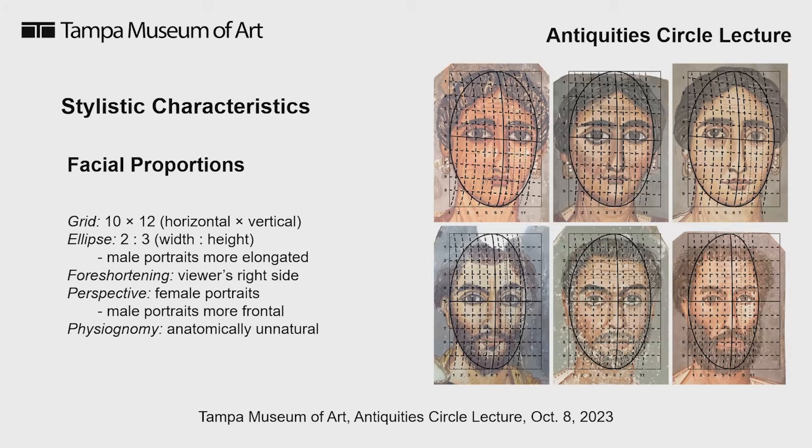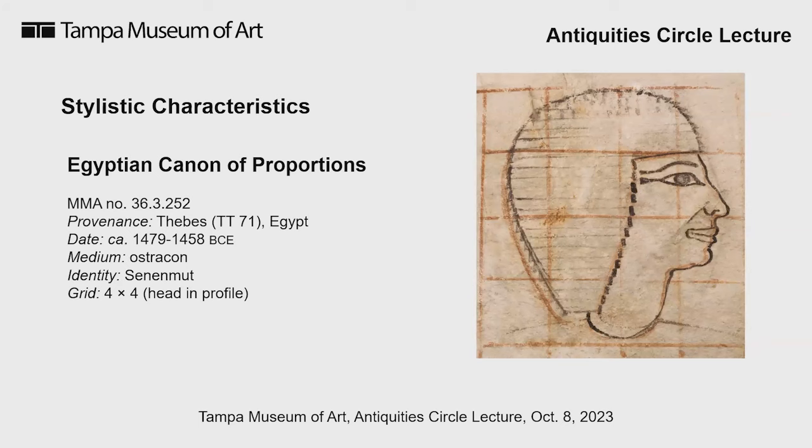Once you compare this grid with an average human grid, you realize these proportions are not natural either. So where are these proportions coming from? Egyptologists would like to demonstrate that they are based on Egyptian canon of proportions. Unfortunately, scholars have been unable, even in sculpture, but also in two-dimensional representations, to figure out what kind of grid Egyptians used.